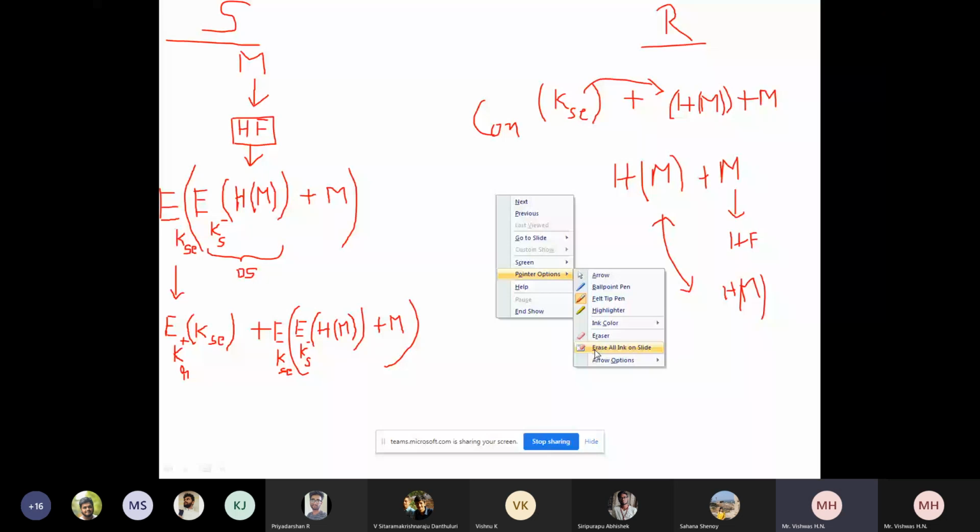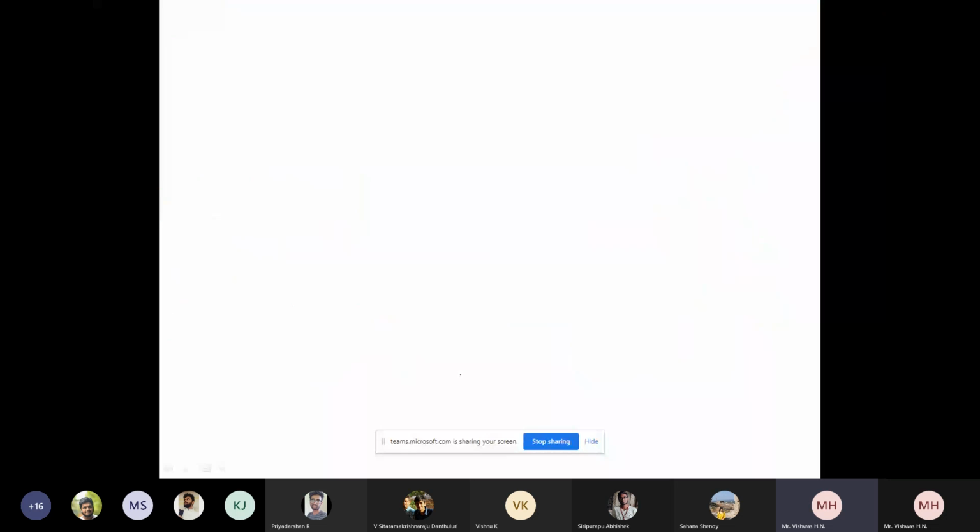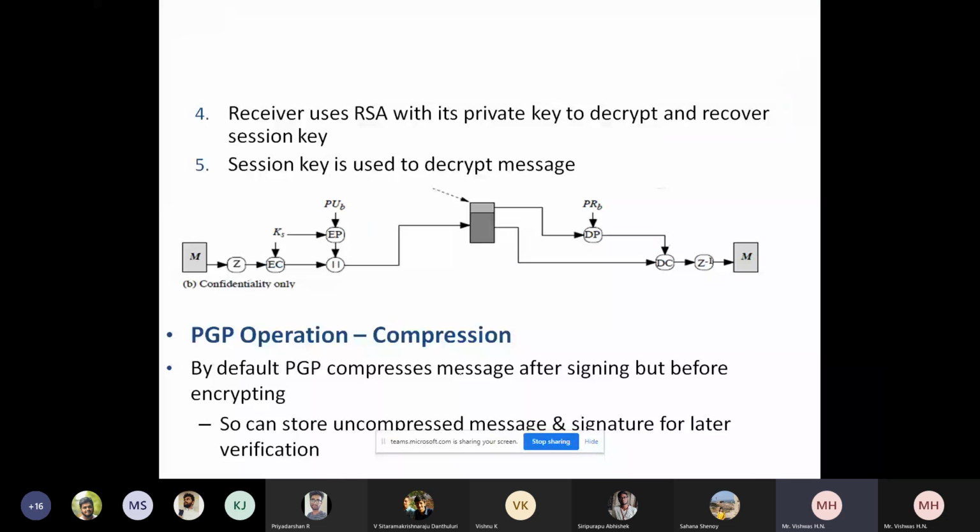Okay. So that's about confidentiality and authentication. That is quite important, students. That's why I was stressing more on that. Okay. So see the separate diagrams for authentication and this one for confidentiality. You have to combine those, and I have a diagram in the textbook also, which I will add to this slide. Okay. So the next thing is compression.